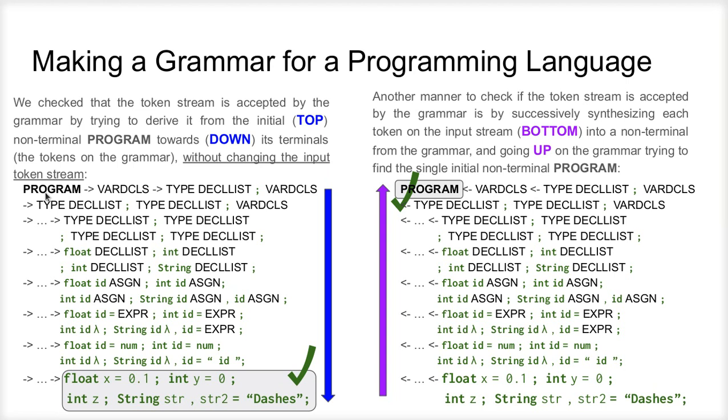So we go from the root downwards to the token stream. There is another process in which we start from the token stream, and then we try to synthesize it to the program, to the root. And this process is called bottom-up.